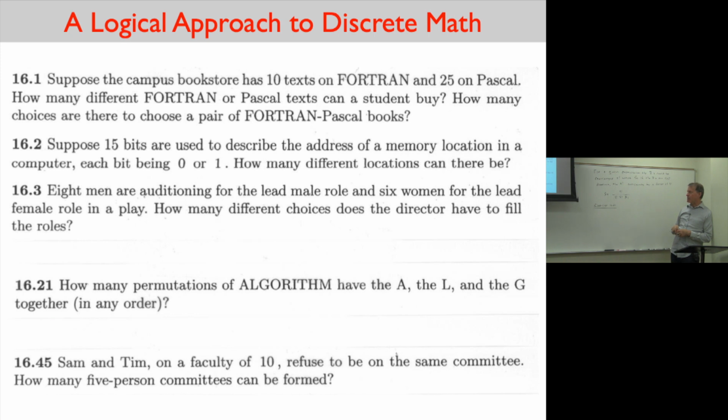How many permutations of, okay, so algorithm has how many letters in it? A, L, G, O, R, I, T, H, M. So there's 9 letters in algorithm, right?